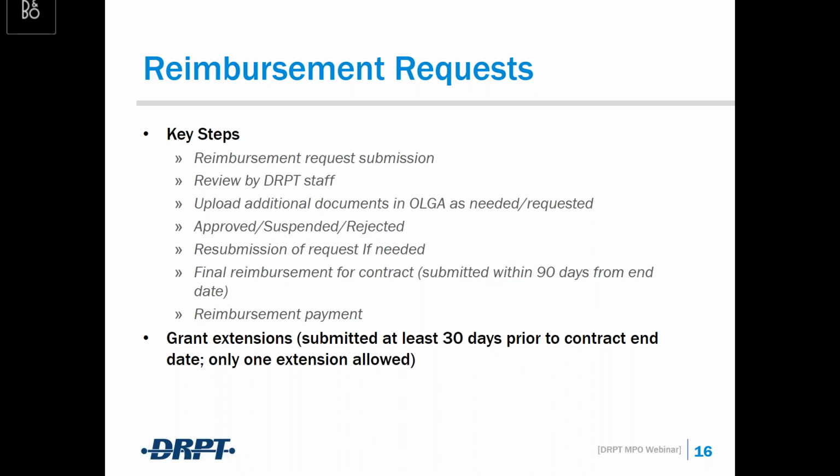And then for final reimbursement, typically I believe our 5303 contracts run 18 months. So they will start on July 1st and they will go through December 31st of the next year. And so the 90 days for final reimbursement is after December 31st. So you have until March 31st to submit your final reimbursement request for that particular funding year.